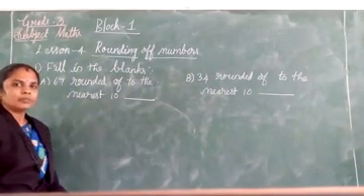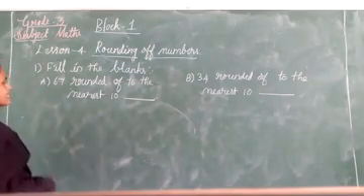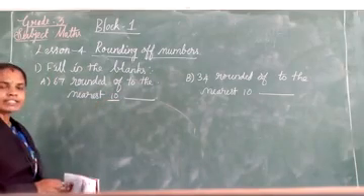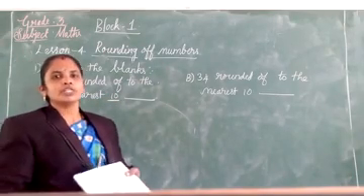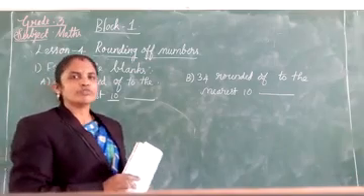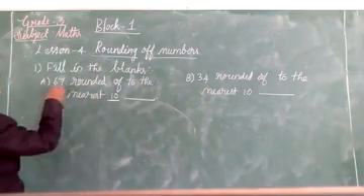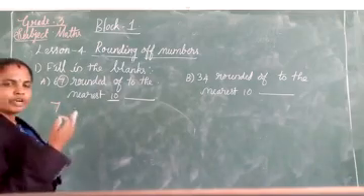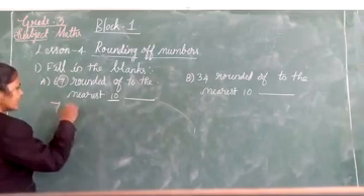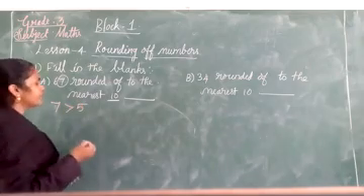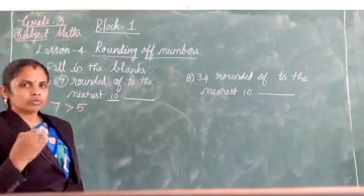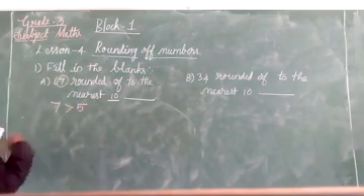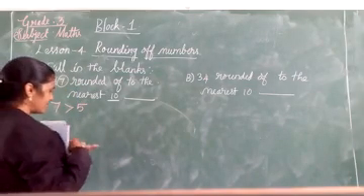So can you tell me what is that first question? 67 rounded off to the nearest 10. Nearest 10 means what we should see? We should see the digit in the place of ones. So what is the digit in the place of ones? That is 7. Is that 7 greater than 5 or less than 5? 7 is greater than 5. If the digit is greater than 5, what we should do? We should round up the number. So 67 means what will be the next 10? 70.